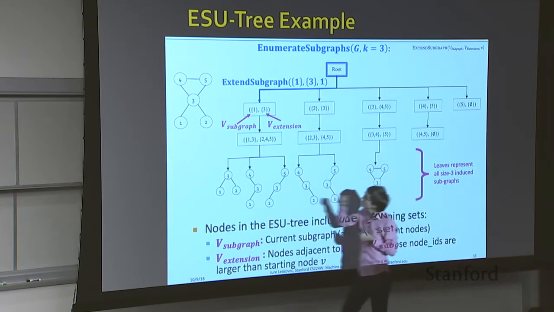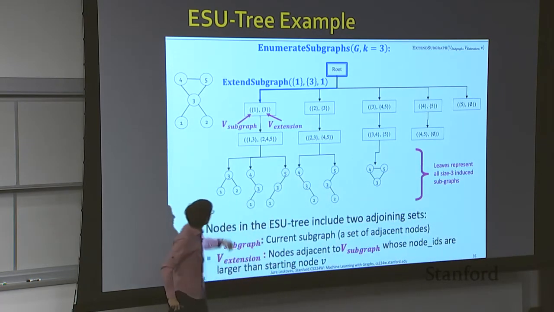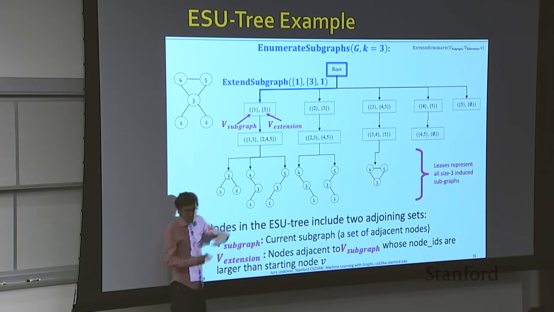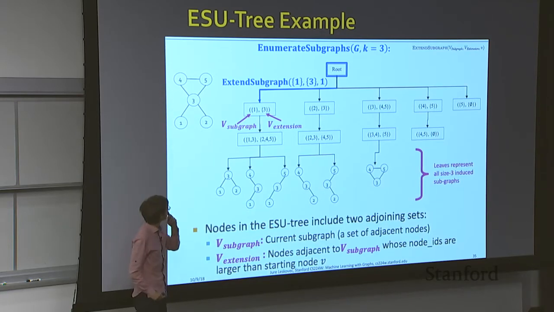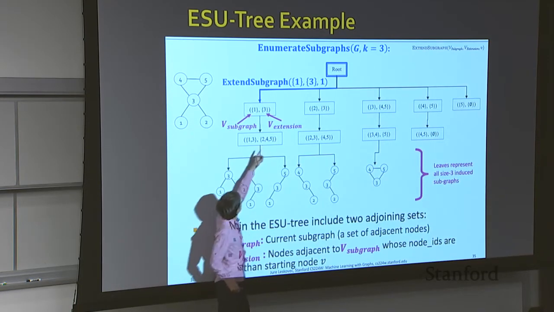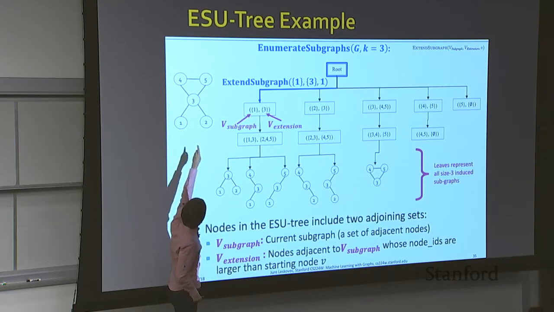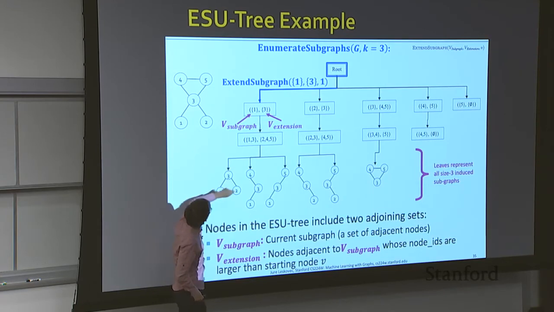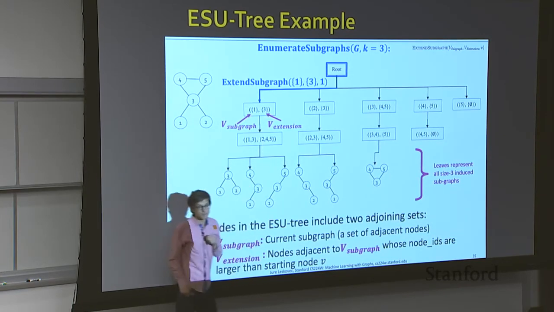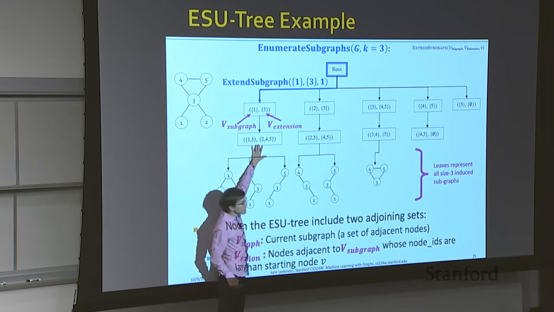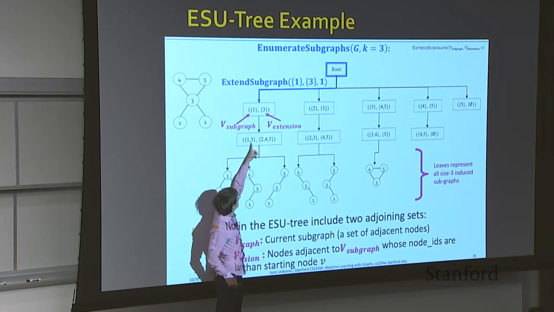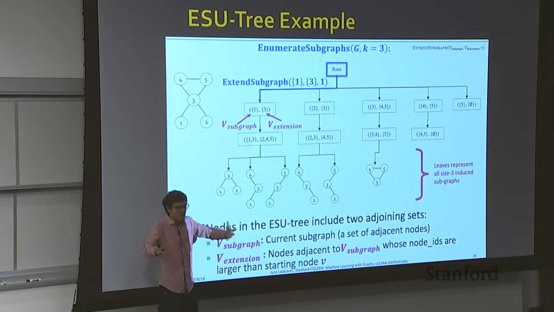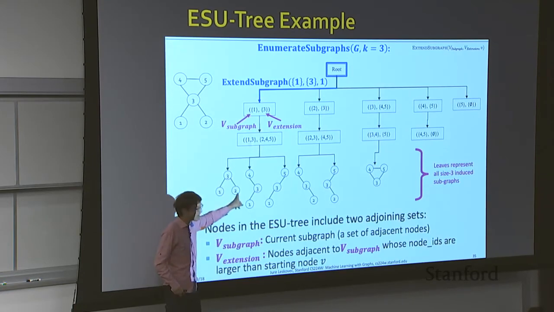Okay? So now that I'm here, I say, okay, let's add node number 3 into my subgraph, and let's compute the new extension. And the new extension set would now be the neighbors of node 3 that are not part of the current subgraph and that have IDs greater than 1. So this would be 2, 4, and 5, right? And now I say, let me take number 2 and put it from my extension into my subgraph. I notice that now I have 3 nodes and I terminate. So I have generated this subgraph.